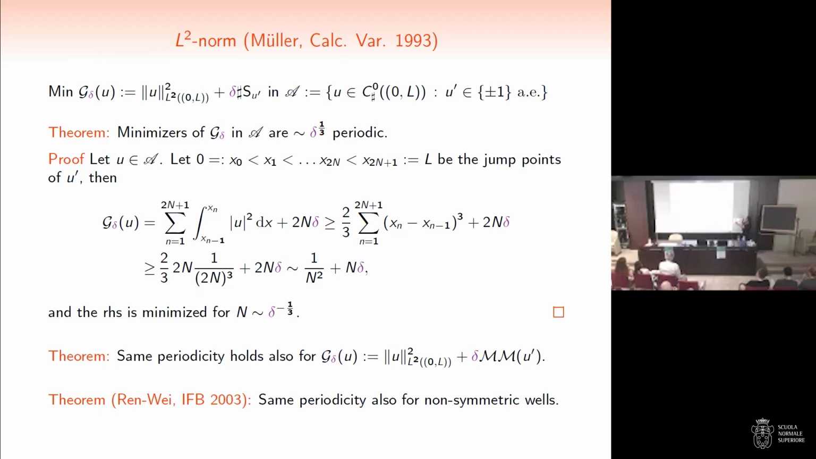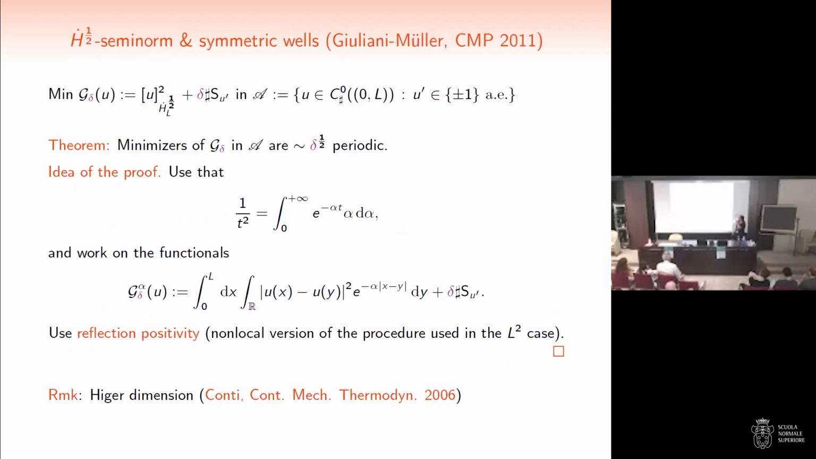Okay, so this is the first result, and it is close to ours because they have periodicity of minimizers. But the bulk energy that Müller is considering is the squared L2 norm, which is local, whereas in our case we have a non-local energy, the fractional Gagliardo seminorm. This was done also by Müller and Giuliani in 2011. In this case, the idea was to minimize exactly the energy that I had before, with the condition of symmetric wells, and where the bulk energy is the 1/2 Gagliardo seminorm.